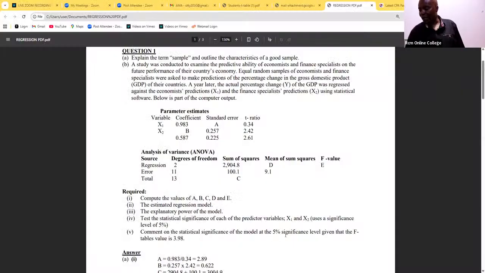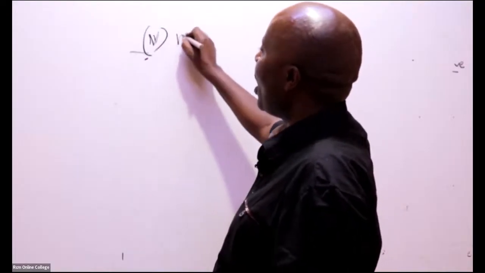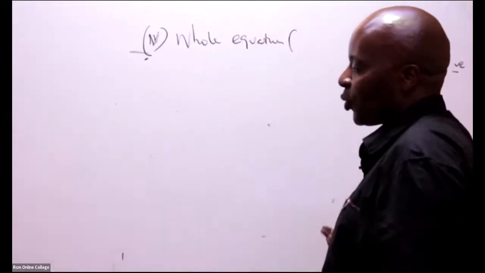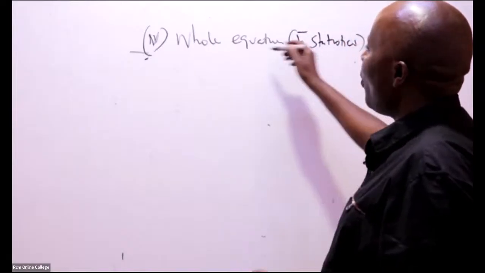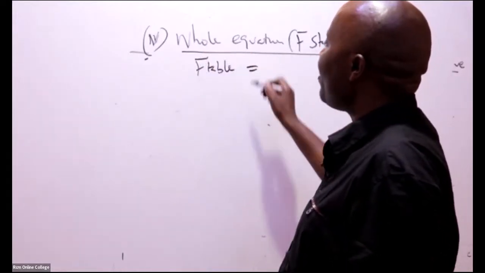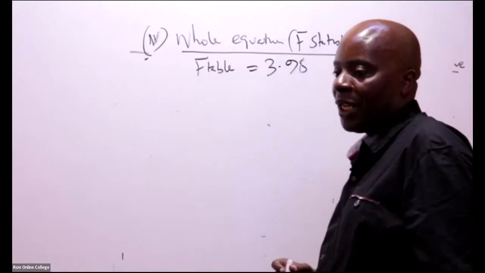So you can see here: comment on the statistical significance of the model at the 5% significance level, given that the F table's value is 3.98. Now, in this case, we are looking at a whole equation, number 5 actually. The whole equation, you do the F comparisons. So in this case, it is the F statistics, where you start with the F tables. This has been given in the question, it's 3.98.